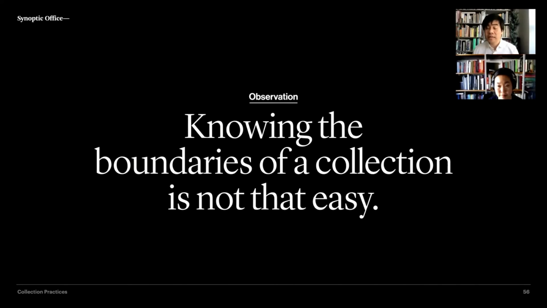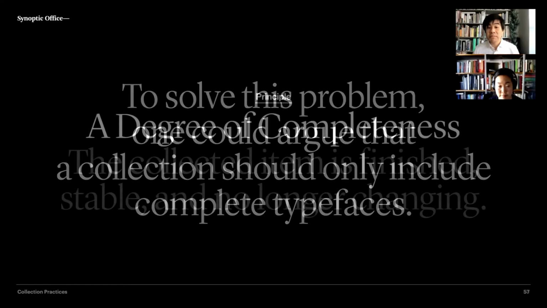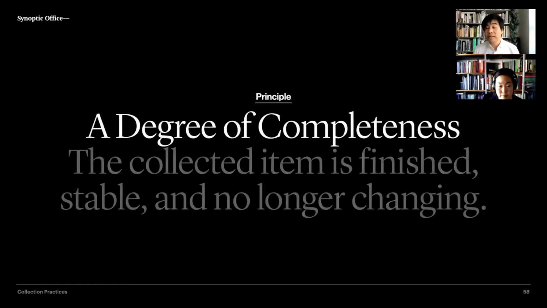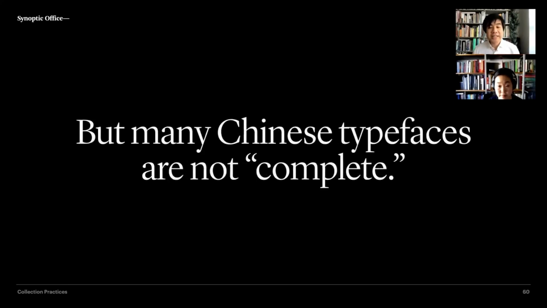knowing the boundaries of a collection is really not that easy. Now, to solve this, one could argue that a collection should only include complete typefaces, right? So we could say, well, we're going to collect typefaces, but we only include things that are done, that are complete, or perhaps a degree of completeness. If they're stable, they're not changing, they're finished. Now, this may make sense in an alphabetic context, right? Because with an alphabet, say for English, you've got 26 letters, you make the typeface, you add in some punctuation, it's kind of done. But in Chinese, the tables are a little bit turned, because typefaces in general are not complete.